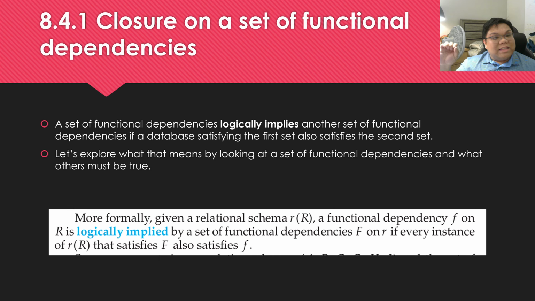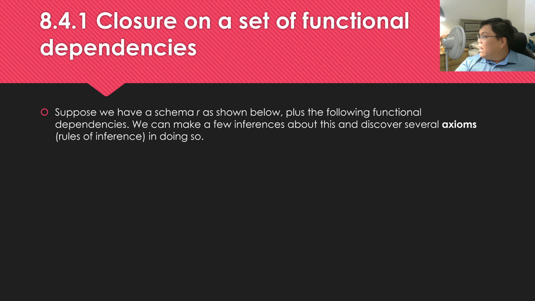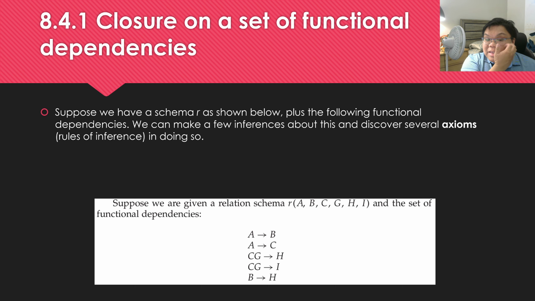That means if a data set satisfies the first set of functional dependencies, it's going to satisfy the equivalent set of functional dependencies. So let's look at an example. Suppose we have this schema here with the following functional dependencies. A determines B, A determines C, CG determines H, CG determines I, B determines H. We're going to create a brand new set of functional dependencies just from these.